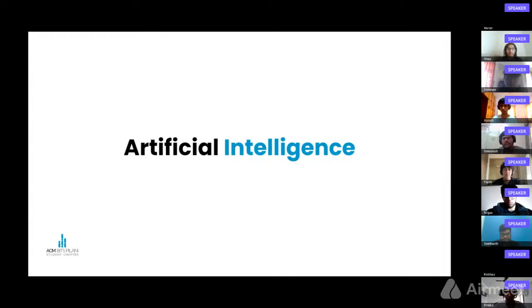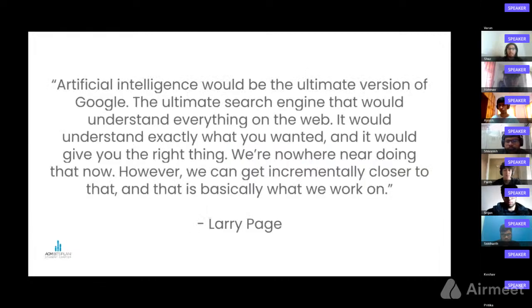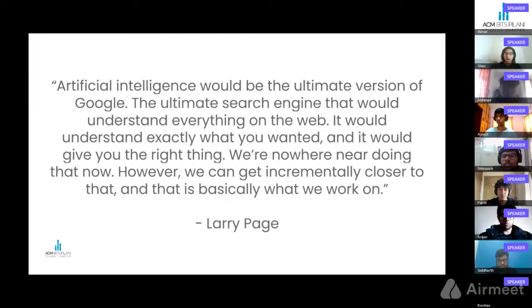All right. So artificial intelligence. Next slide. So Larry Page, the co-founder of Google, said artificial intelligence would be the ultimate version of Google, the ultimate search engine that would understand everything on the web. It would understand exactly what you wanted and it would give you the right thing. We're near doing that now. However, we can get incrementally closer to that, and that's basically what we work on. So this sets the tone of the infinite scope and possibilities that we have in artificial intelligence.